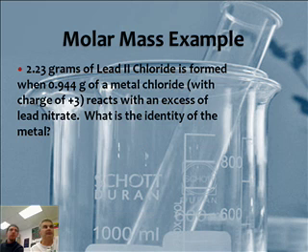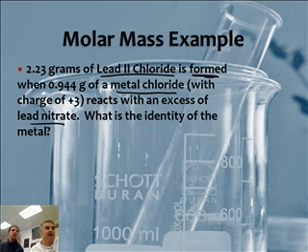We do not have a balanced equation. We should probably get one. Okay, 2.23 grams. I'm going to ignore the numbers and look at the chemicals first. Lead 2 chloride is formed. That means it's a product, on the right side. When a metal chloride reacts with lead nitrate. Okay, I'm good with that.